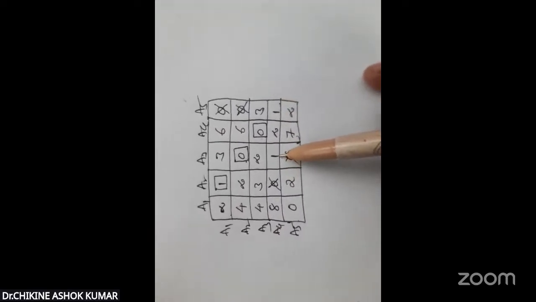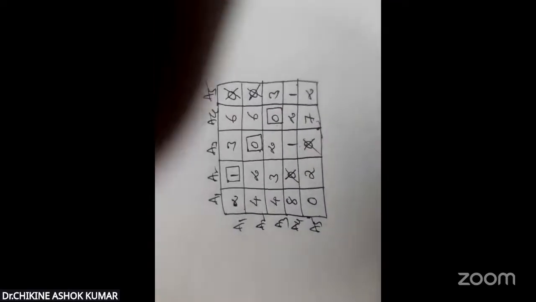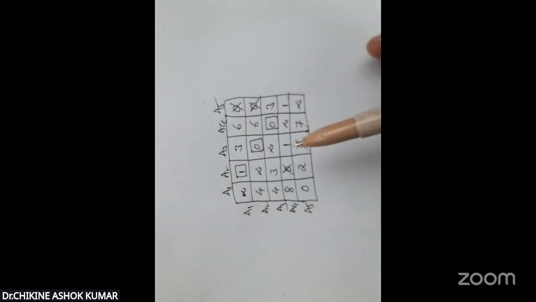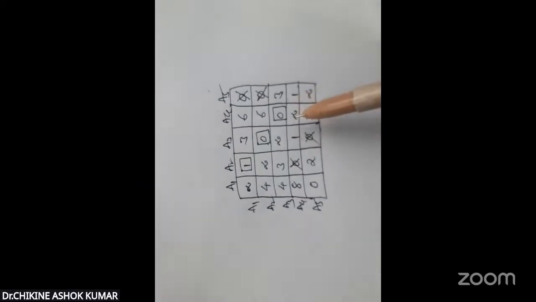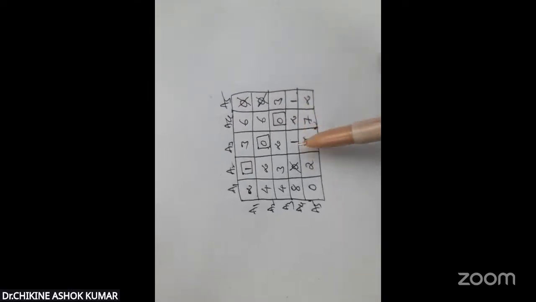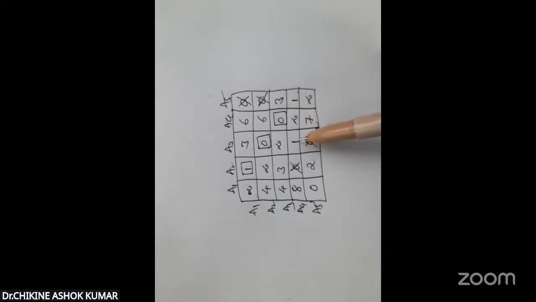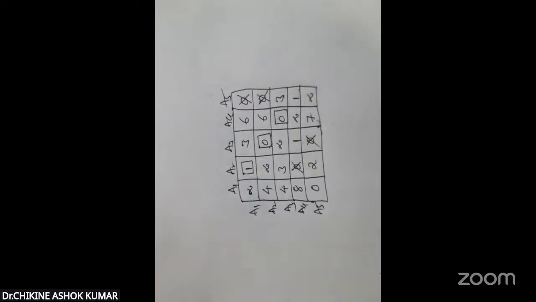But if you choose this one, already in the fourth row we have 2 ones. Either you can choose this one or this one. But if you choose this one, yes, is it clear?